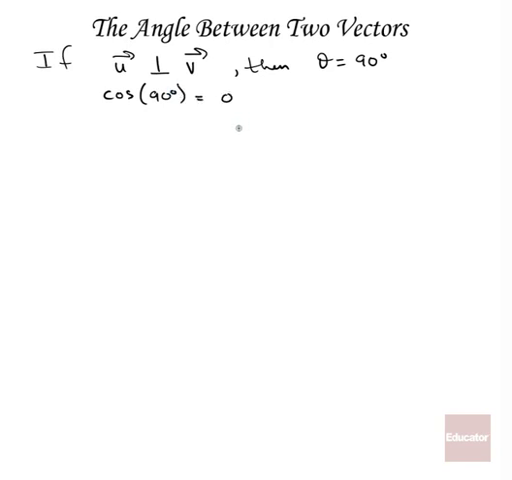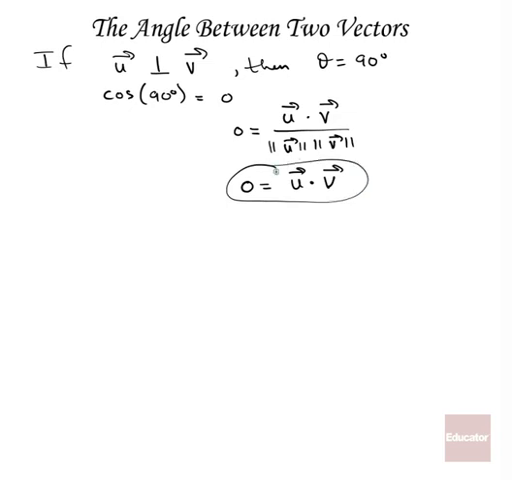So that means that 0 is equal to, I used u and v here, u dot v over the magnitude of u times the magnitude of v. Well, I just multiply both sides by the magnitude of u and magnitude of v, and I end up with u dot v equals 0. There we go.